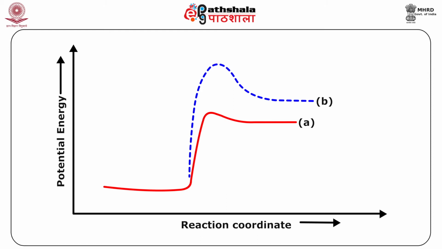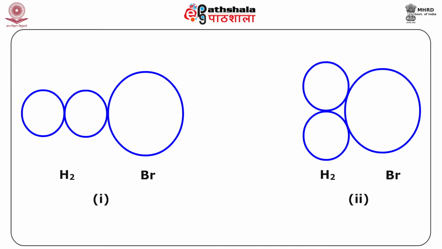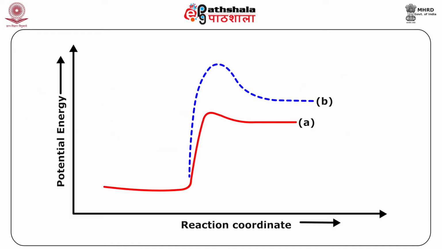we have reaction coordinate. Now very firstly, one can notice that the collision between bromine and hydrogen can occur in two possible ways. That is, one is sideways collision and the other is head-on collision as shown in the figure. Now the side-on collision is represented by curve A and the head-on collision is represented by curve B, and one can see that the transition state for side-on collision is lower in energy in comparison to head-on collision.